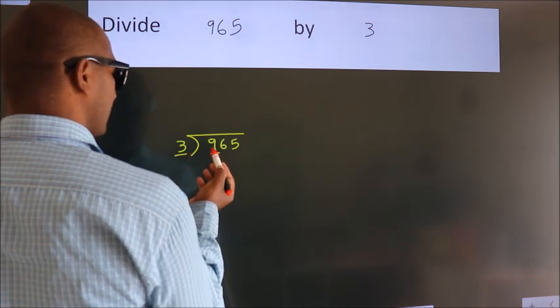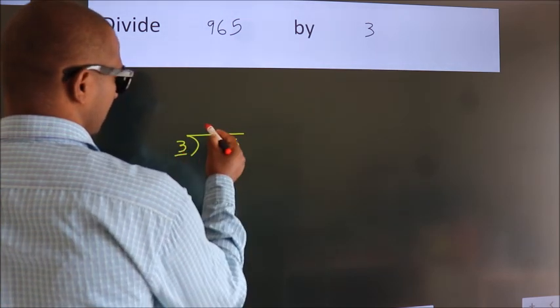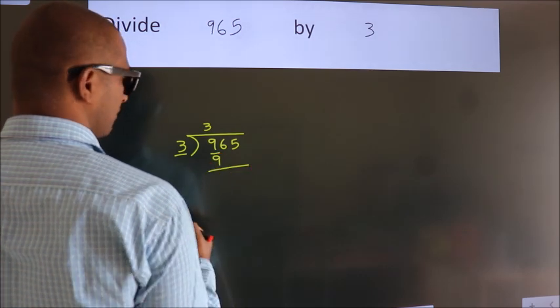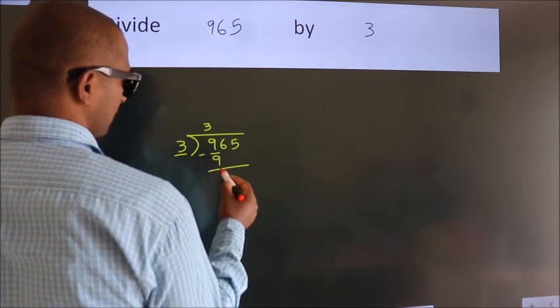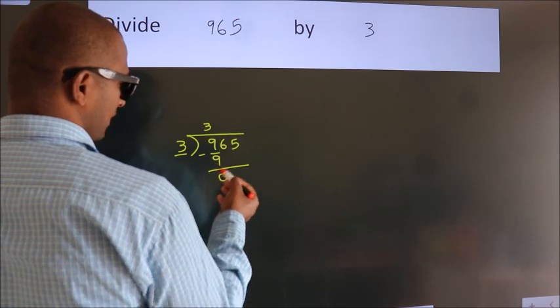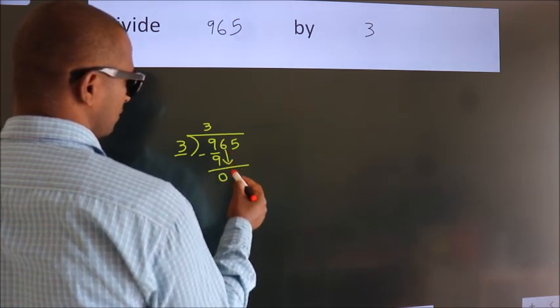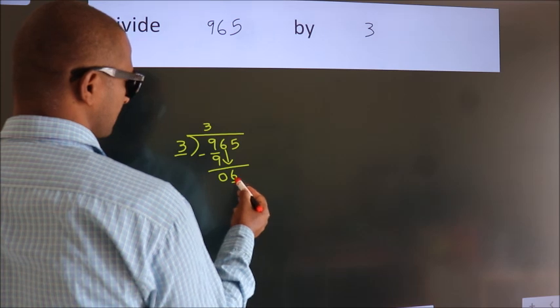Next. Here we have 9, here 3. When do we get 9? In 3 table. 3 3s are 9. Now we should subtract, we get 0. After this, bring down the beside number. So 6 down, so 6.